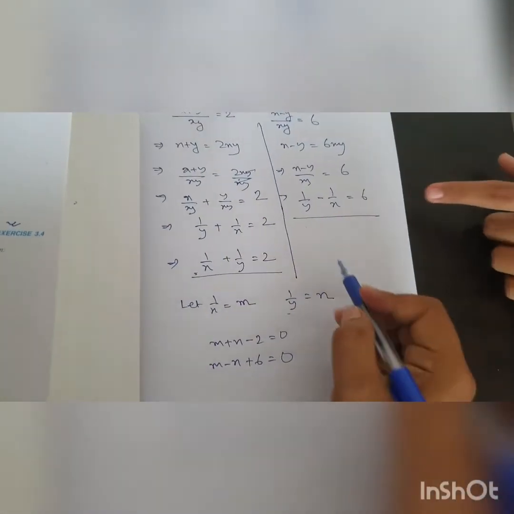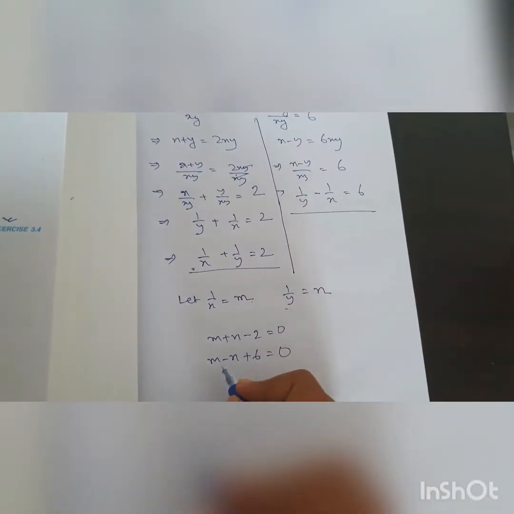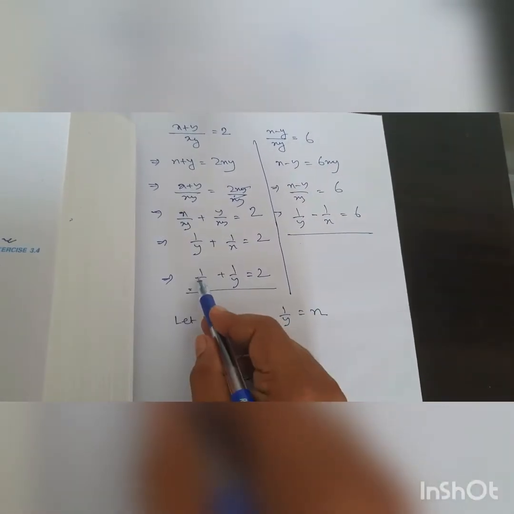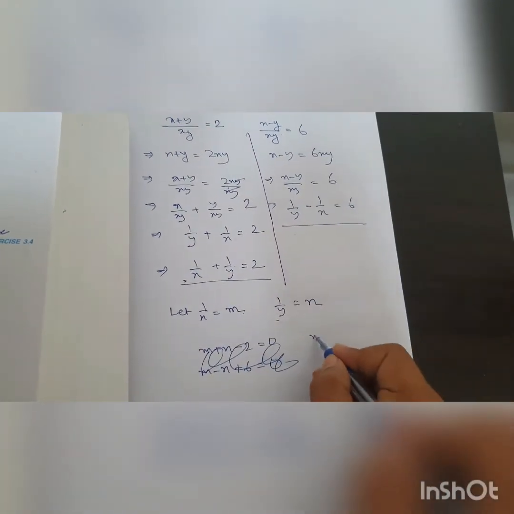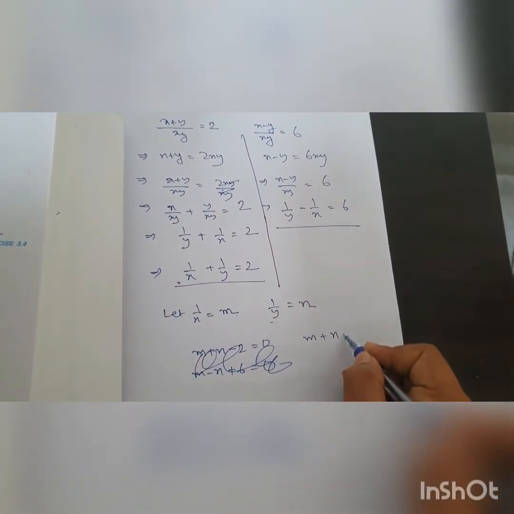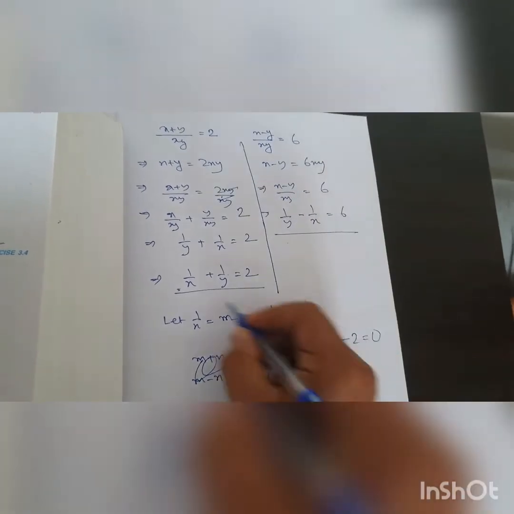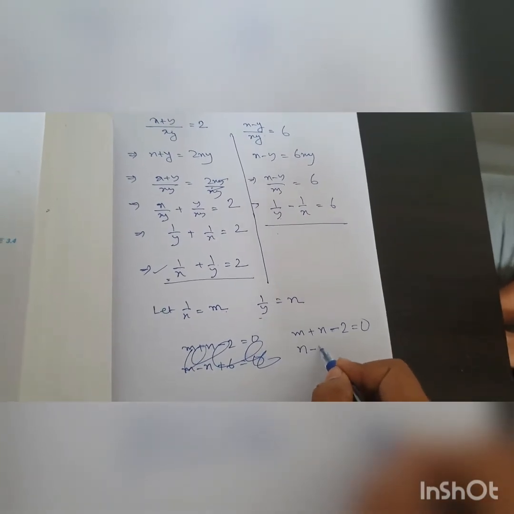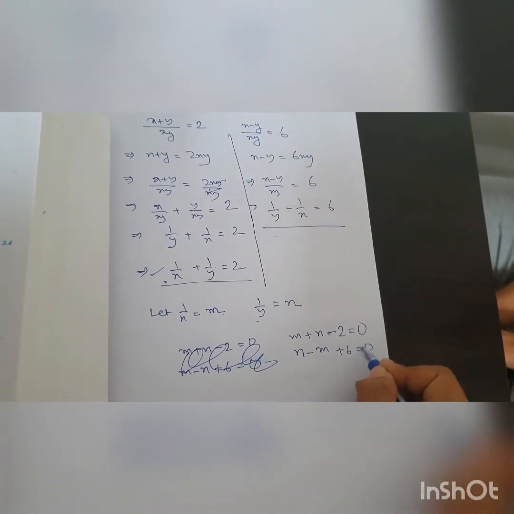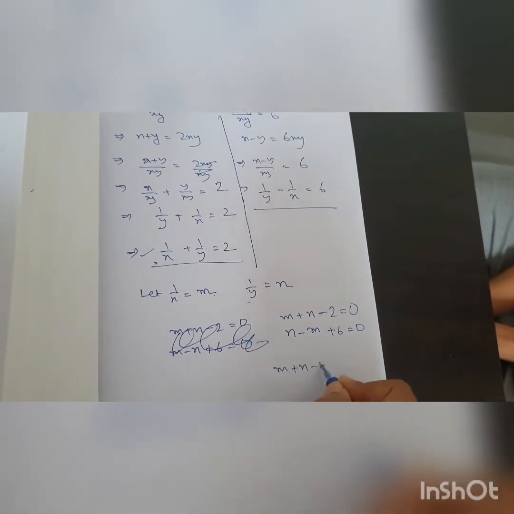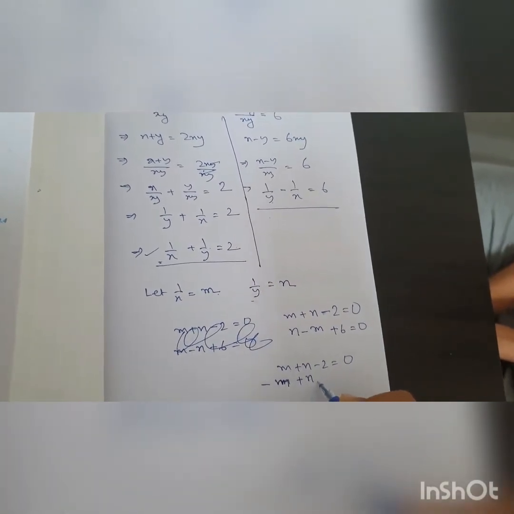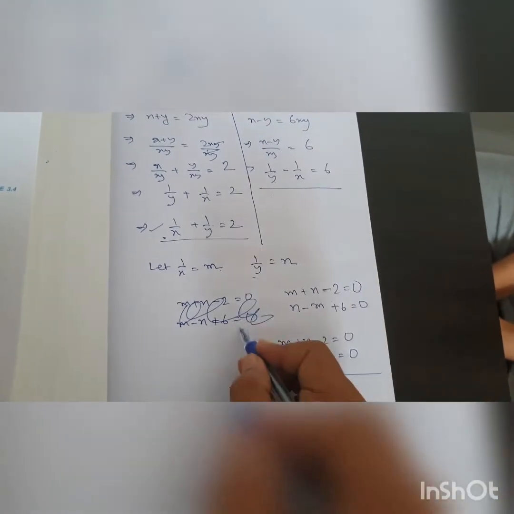Now, m minus n, n minus m, no, it is 1 by x plus 1 by y is equal to 2. So m plus n minus 2 is equal to 0. This will become like this. And here 1 by y, yeah, it will be n minus m plus 6 is equal to 0. But then you have to change it. m plus n minus 2 is equal to 0, and minus m plus n plus 6 is equal to 0. Now only you can apply cross multiplication properly.